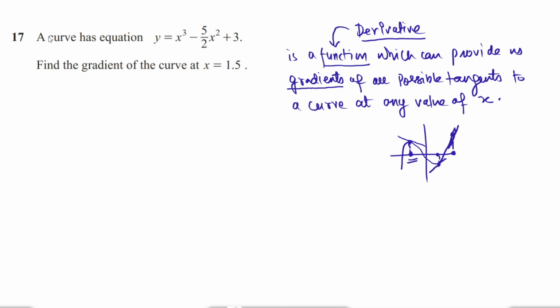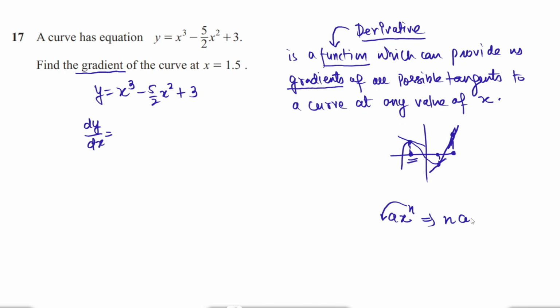So here what is required? A curve has an equation. The curve's equation had been given, y equals x cube minus 5 by 2 x square plus 3. So we have to find the gradient. It means we have to find the derivative function first. The derivative function is written as dy by dx. So how do we find it? If a function has a x raised to power n, what do we do? The power n goes in front of the function, into a, and now because we took n in front, the power n will reduce by one.